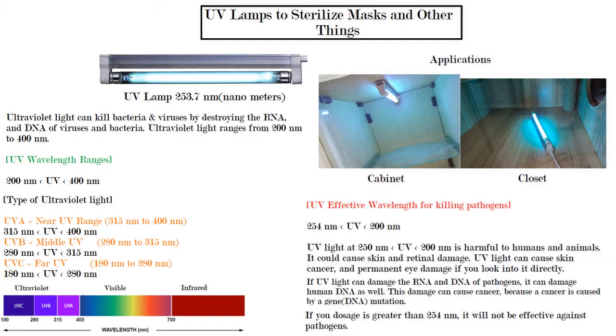So if your wavelength is greater than 254 nanometers, it will not be effective against pathogens. So make sure that you get a lamp that is rated at 254 nanometers to 180 nanometers. That would be effective, basically.